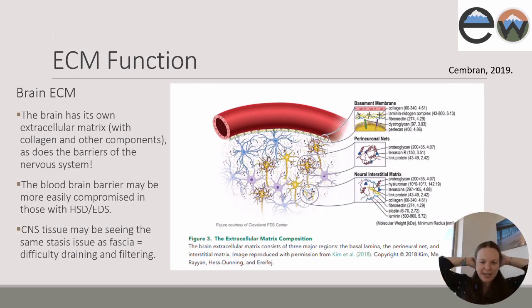Okay, I have so many slides left, and don't worry, I think that we've covered quite a lot so far, but there's just some points that I want to make, and the science is on here for people that want to go through this. It's important to understand that depending on what part of the body we're talking about, we're still talking about extracellular matrix. The brain has its own extracellular matrix, okay, with collagen and other components, just like other extracellular matrix in the body. All right. The blood-brain barrier might be more easily compromised in some individuals with HSD and EDS. And just to go back to that, if we look at that blue picture, that shows you the different layers, the interstitial space, and then the basement membrane. This is the chicken or egg scenario, right?